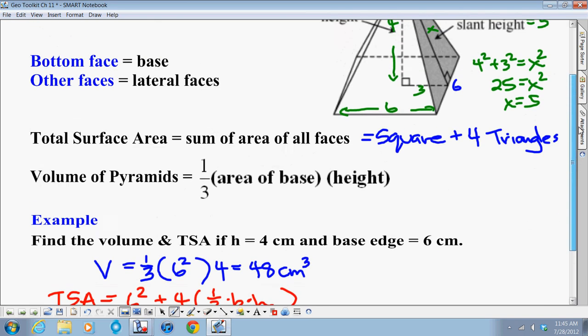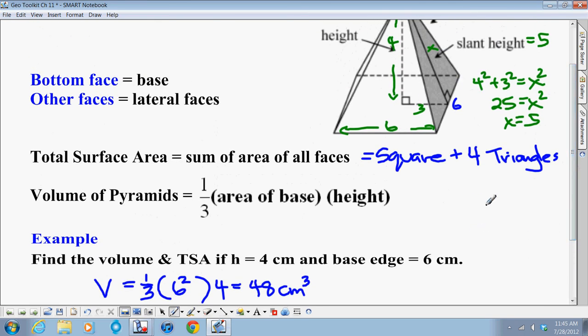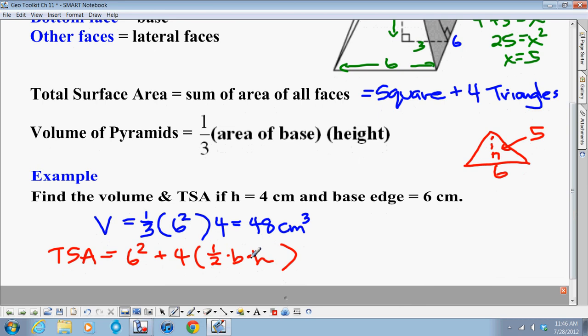So if we look at the triangle here, that's this little triangle on the side here. I'm going to draw a picture of it right here. It actually has a base of 6, and the slant height, which is what we figured out a minute ago, the slant height is actually the height of this. So what is the height? That would be 5. All right, that's the slant height. So that's why we want to know the slant height, because it tells us the height of that triangle. So when we're talking about what numbers to plug in here, let me rewrite this: 6 squared plus 4, and then it'll be 1/2, our base is 6, and our height of that triangle is 5.